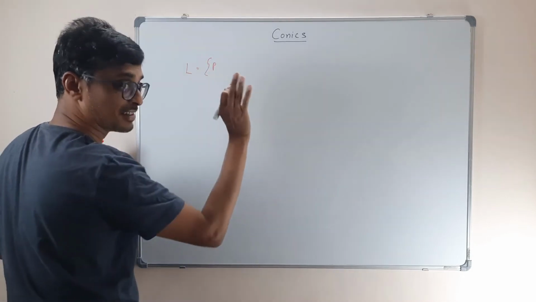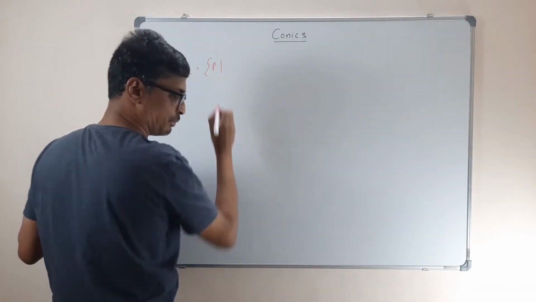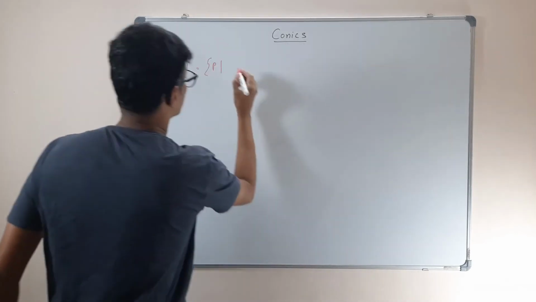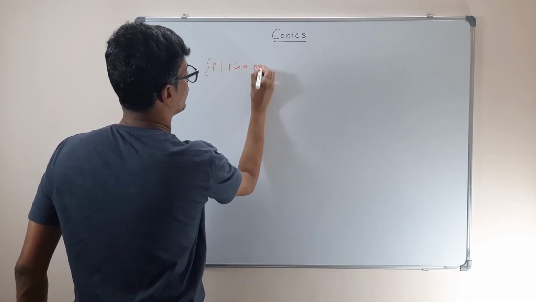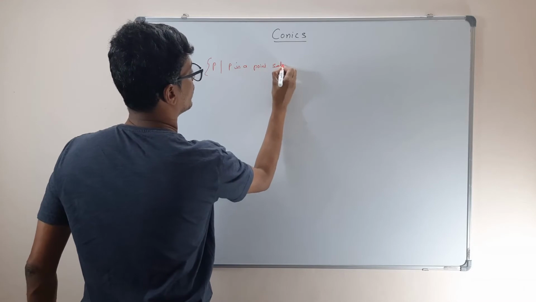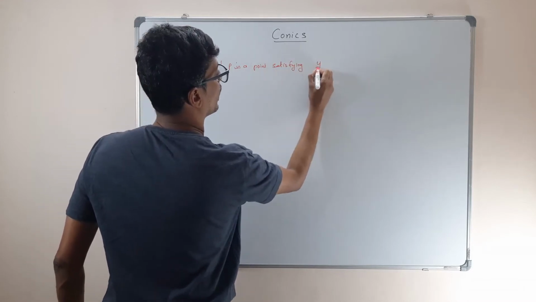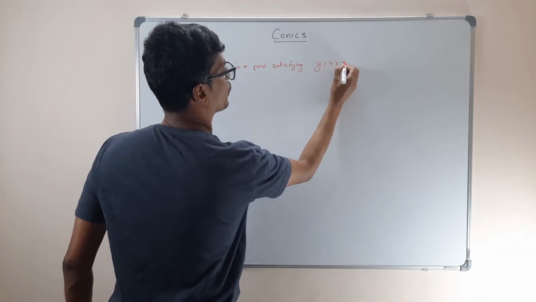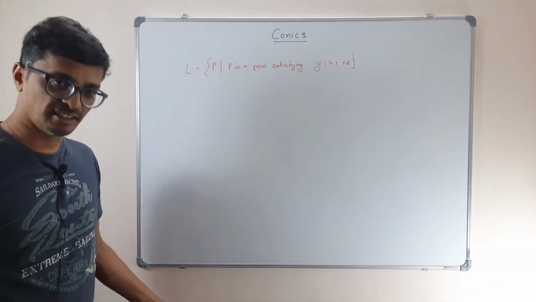It's all basically sets. So P, they put a straight line, sometimes they write a column there. P is a point satisfying y equal to 4x plus 2. Can you tell me what is the locus of this point? A straight line. It's a straight line, correct?